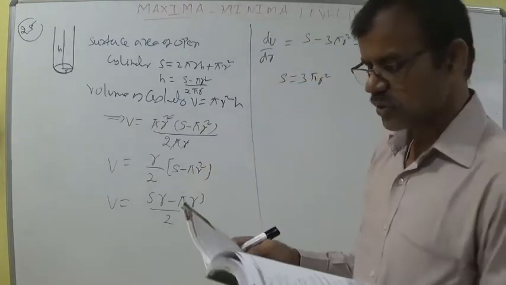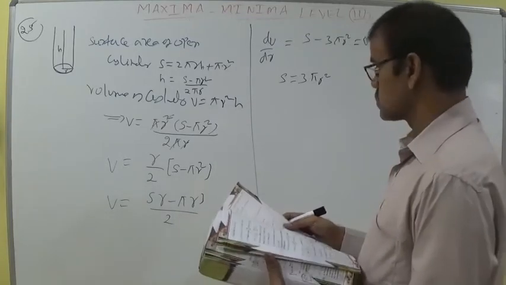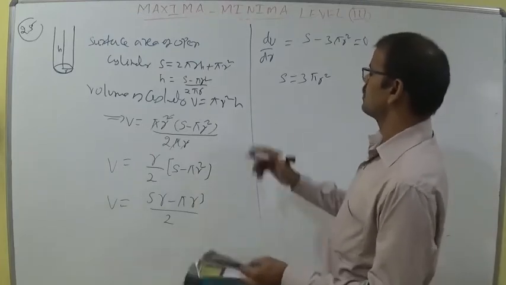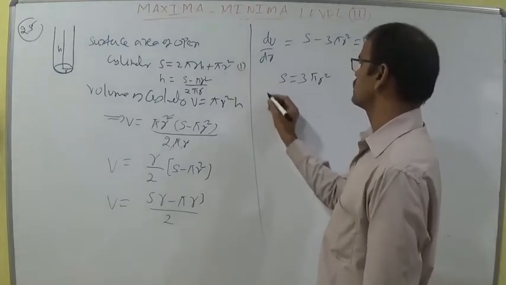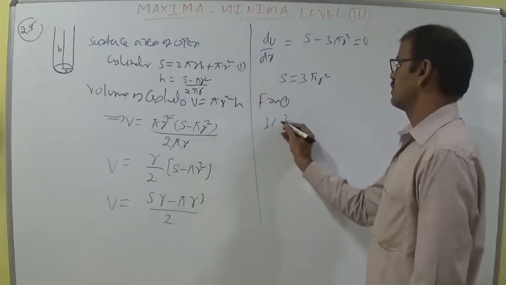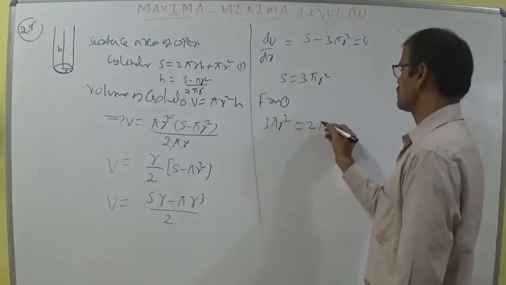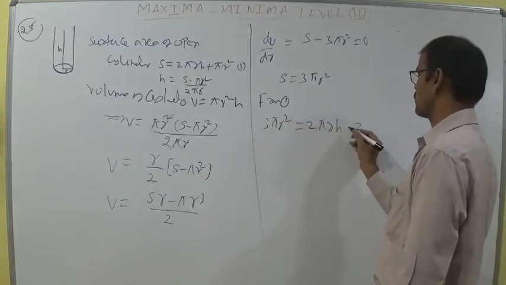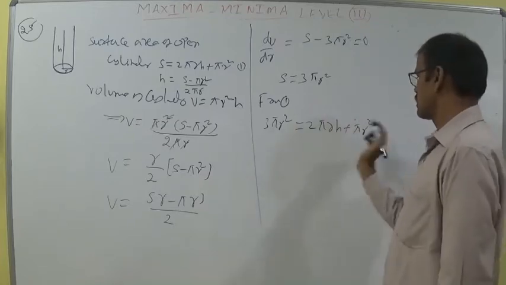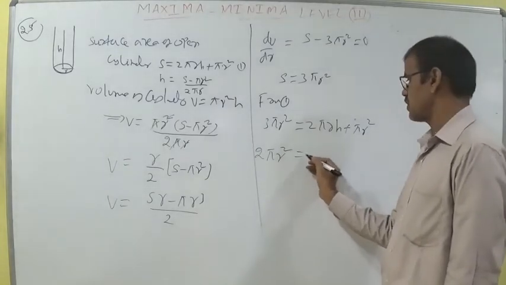Now which one should we calculate? S, the total surface area, which we got as 3 pi r square. Now if we substitute the value from 1, 3 pi r square is equal to 2 pi r h plus pi r square. Taking that to the other side, pi r square, this is 2 pi r square.